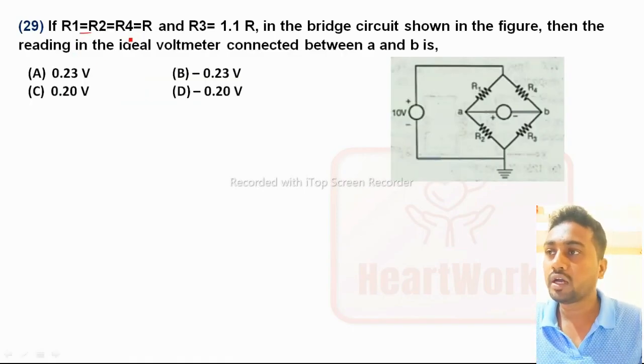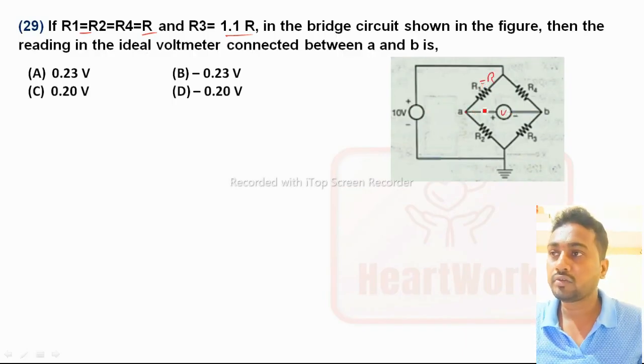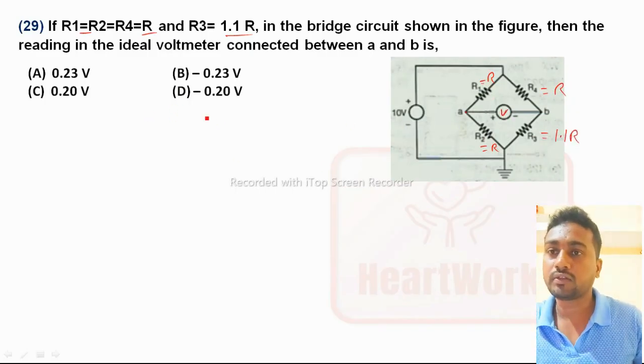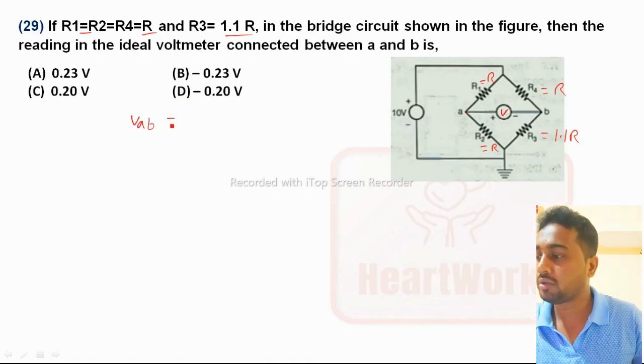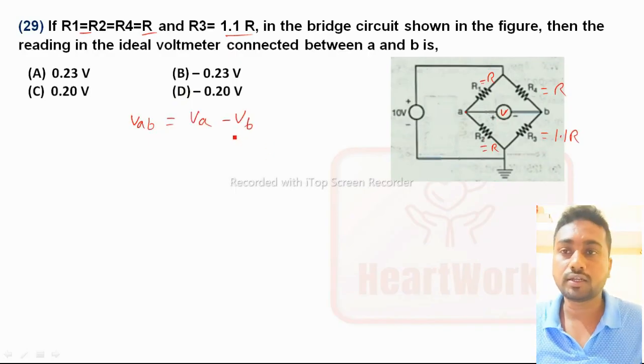If R1, R2 and R4 equal R and R3 is 1.1 R in the bridge circuit shown in the figure, then the reading in the ideal voltmeter connected to AB is? So here AB means this voltmeter. What is the value they are asking? R1 equals R, R2 equals R, R4 equals R and R3 equals 1.1 R. We have to find this voltage, that is VAB. We can directly do VA minus VB and we will get the answer.